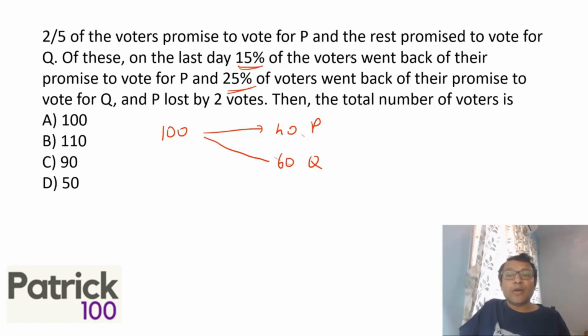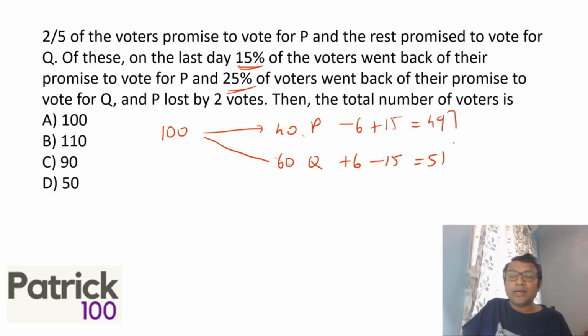50% of the voters went back on their promise to vote for P. So that means 15% of 40 becomes 6. So -6 didn't vote for P but voted for Q. And 25% went back on a promise to vote for Q. So 25% of 60 is 15. So 15 didn't vote for Q, voted for P. If you look at net, it becomes 51 and this becomes 49. Difference is 2. Satisfies, therefore the answer is A option, 100.